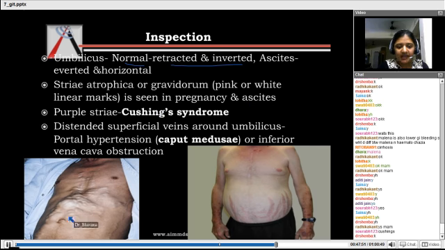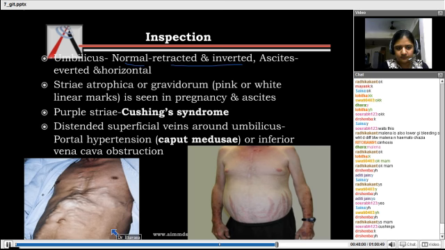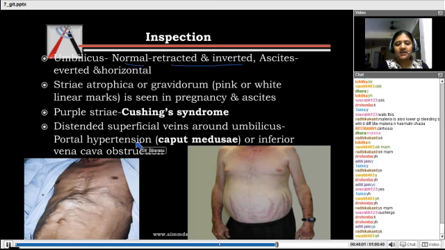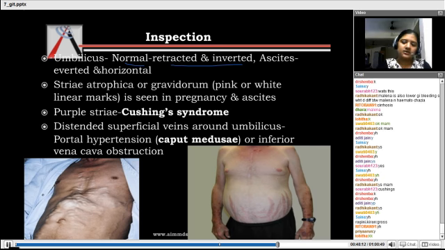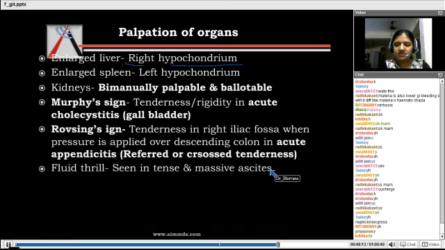You can even have distended veins around the umbilicus. Can you see the distension of the veins around here? Yes, it can happen in case of portal hypertension or inferior vena cava obstruction. Alright, that's about the inspection part.